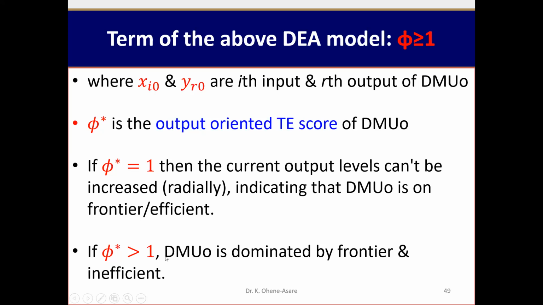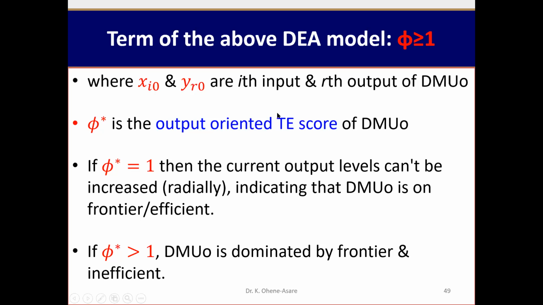But in an input orientation, the theta is less than 1 for inefficient firms. Note that in an input orientation, the theta is less than 1 for inefficient firms. And of course, the theta is equal to 1 for efficient firms. So whether it's input orientation or output orientation, the theta or the phi is equal to 1 for efficient firms. But if it is input oriented, the theta is less than 1. And if it is output oriented, the phi is greater than 1.